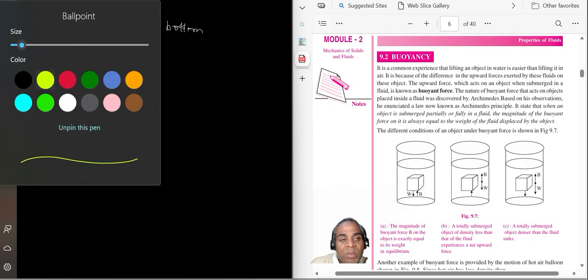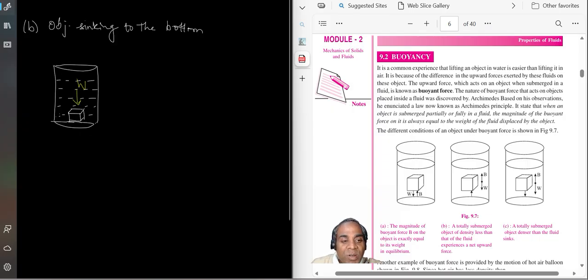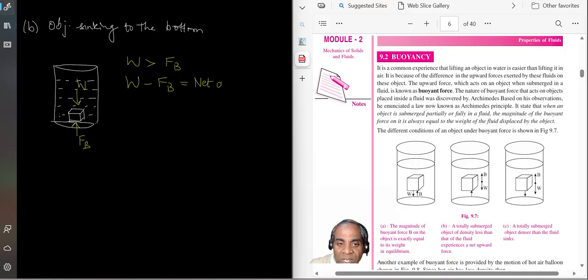Again we have two forces here. One is the weight of the object and one is the buoyant force on the object. Here the weight of the object is greater than the buoyant force, that is why the object has sunk. So can we say weight is greater than buoyant force in this case? We can also write it like this: weight minus buoyant force is the net downward force. Okay, we can say like this, right? So let us first focus on this inequality. What is this inequality saying?